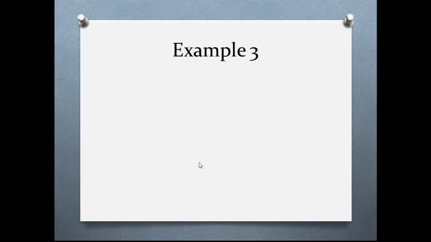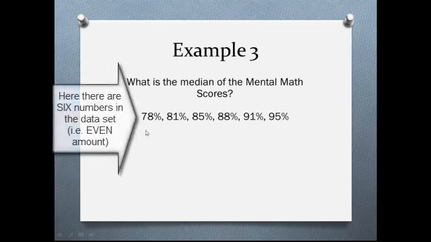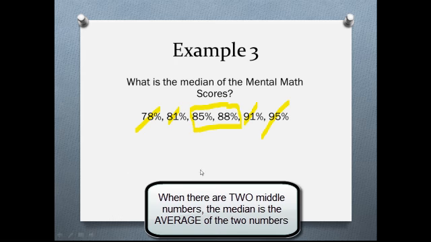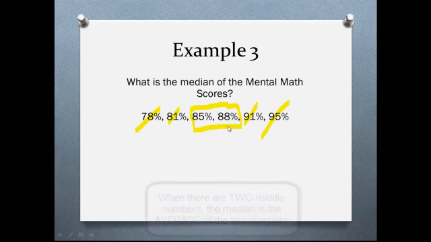What happens when there is an even number? So now I have 78, 81, 85, 88, 91, and I brought in a 95. They're already in order, so I don't have to arrange them from least to greatest, but I'm going to start crossing off. I cross out my highest number, lowest number, highest number, lowest number. Now, I actually have 2 numbers as my middle number. Whenever you have 2 numbers as your middle numbers, to find the median you have to take the average, or the mean.